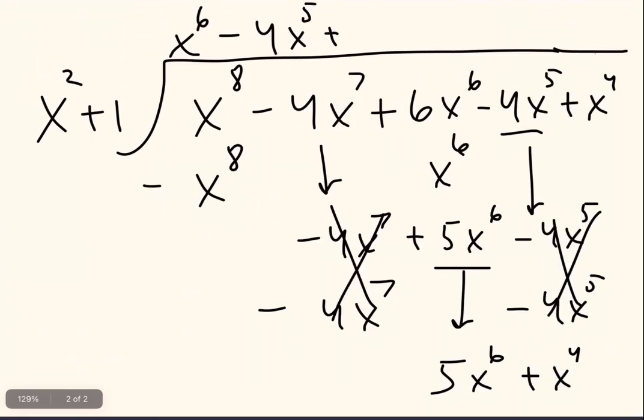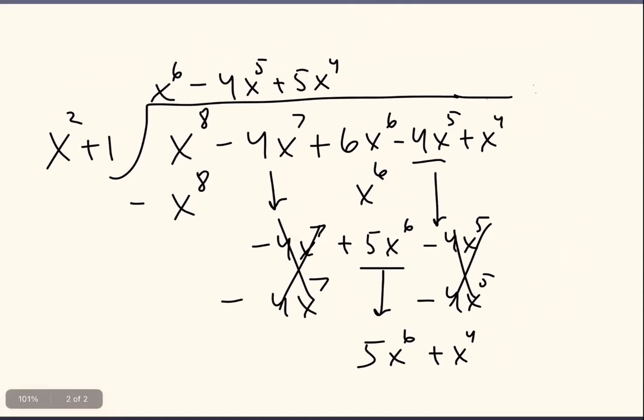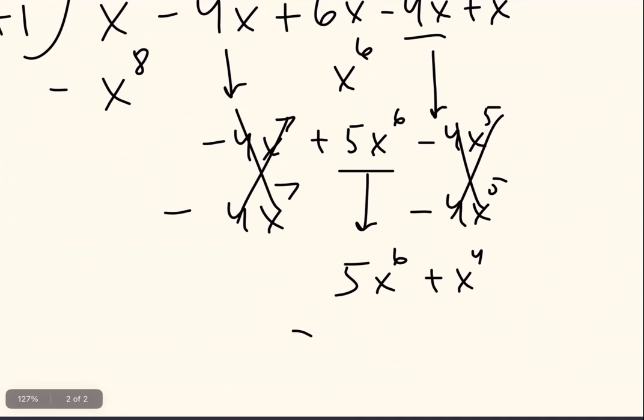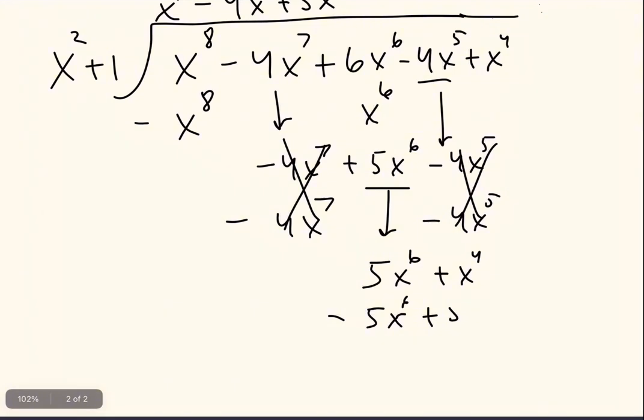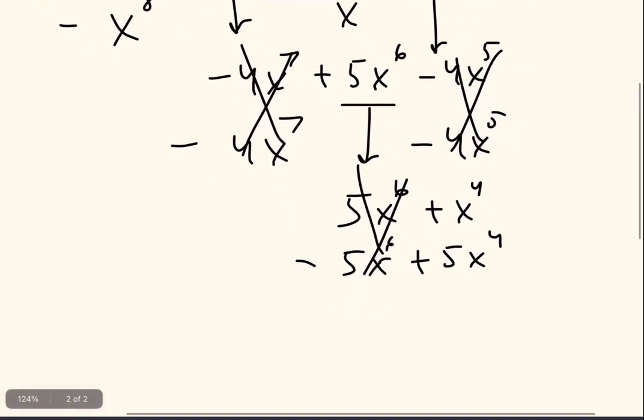So the next term they can multiply to get 5x to the power of 6 is just 5x to the power of 4. And once you distribute 5x to the power of 4 to x squared plus 1, you should get 5x to the power of 6 and positive 5x to the power of 4. So 5x to the power of 6 cancels out, and x to the power of 4 minus 5x to the power of 4 is just negative 4x to the power of 4.